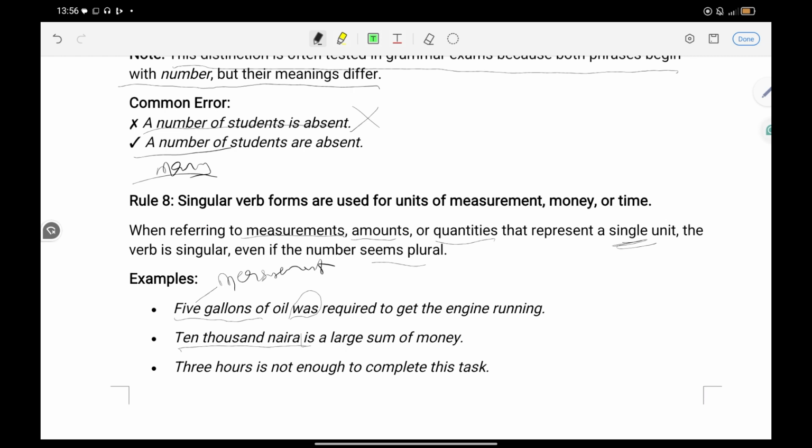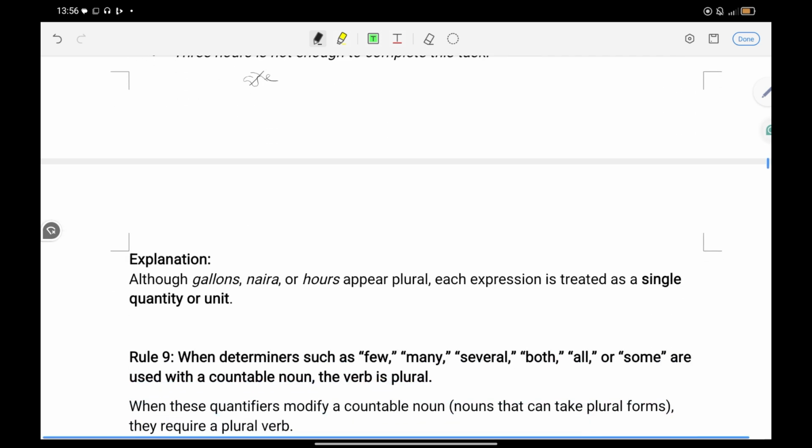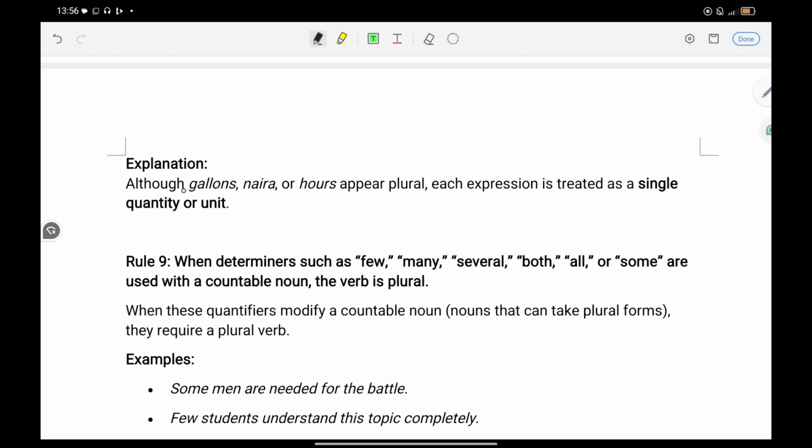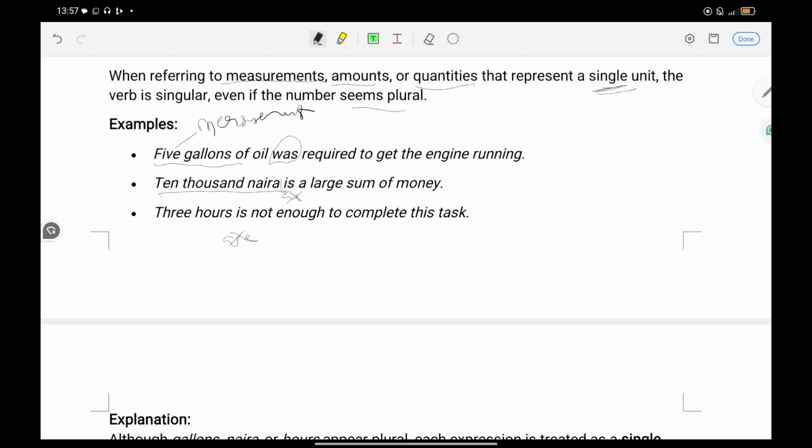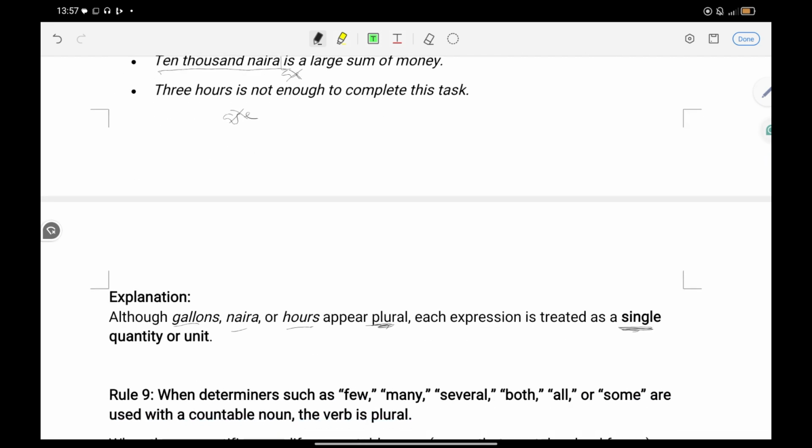See, so you see, "was." 3 hours is not enough. You can't say "are not enough." You can't say 10,000 naira are a large sum. That would be wrong. So it is whenever you have measurement of a specific or of a single unit. All right. Now, when you have gallons, naira, or hours that seem to appear as plural, it is still treated as singular. So don't think 5 gallons of oil has to be "were." No, it is still measurement. So as long as it is measurement, it is still singular.